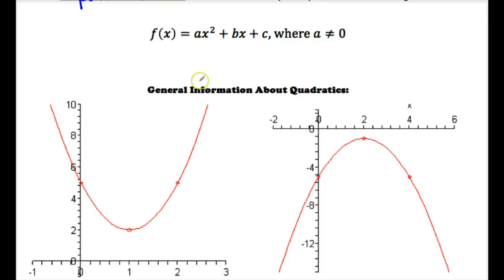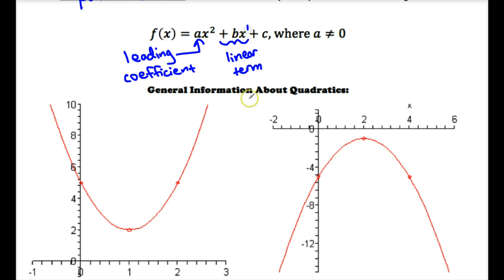First of all, this a value here, sometimes I'll refer to that as the leading coefficient. That's just because it's the coefficient on the variable with the highest exponent. It's the coefficient, in this case, on our x squared. Then we have the b value here, and this entire term, the bx term, is what I call the linear term, because this is the term where the exponent on the x is a 1. So that's called the linear term. And the c value here, we call that the constant.